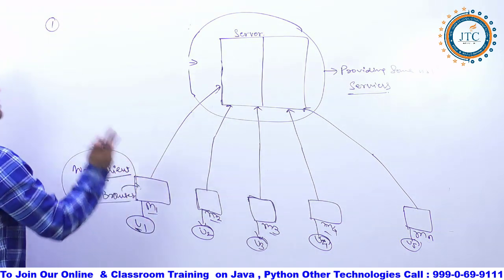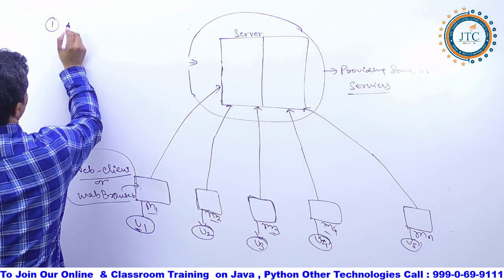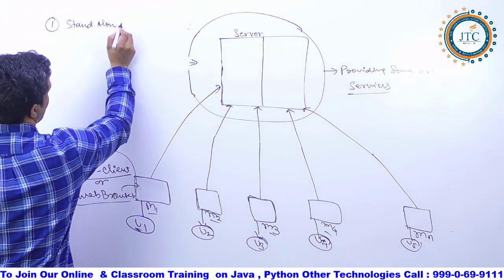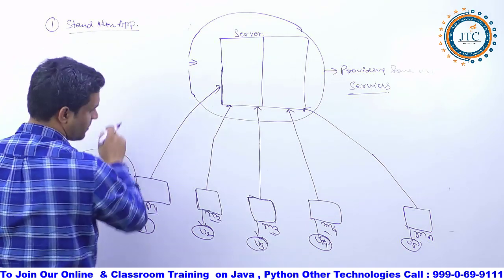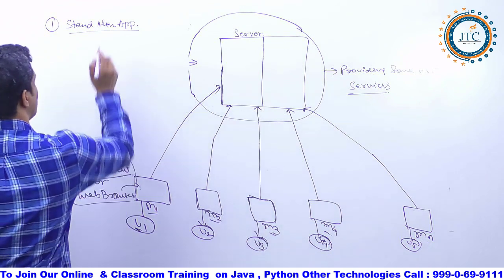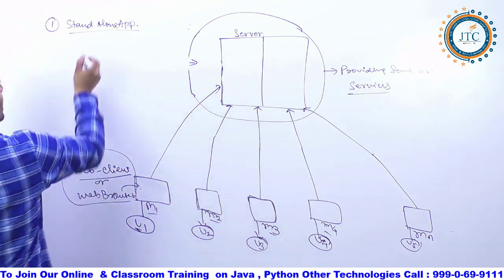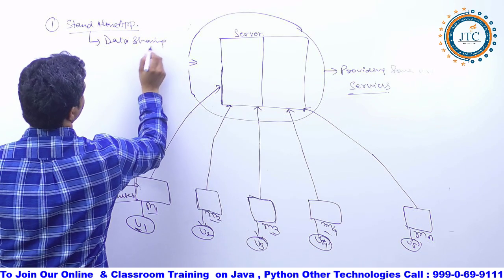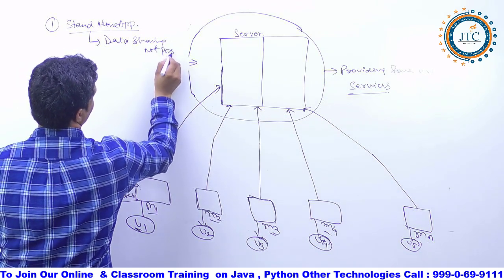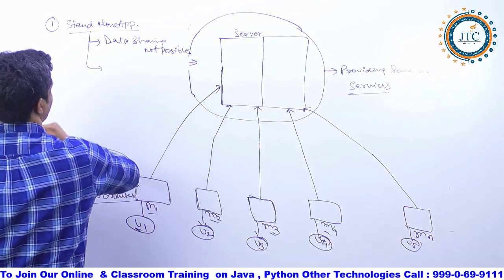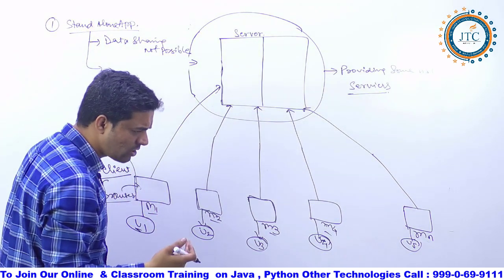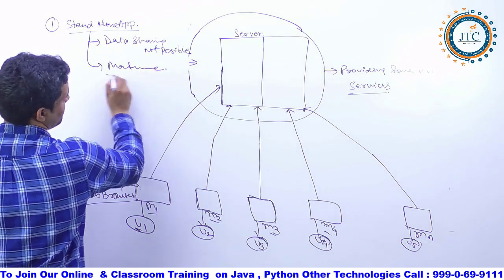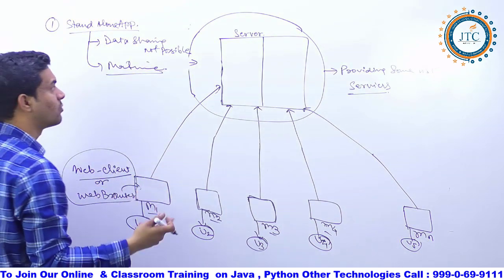Fine. Okay. The number one point is that it was a standalone application first. In standalone applications, what was the problem? Data sharing was not possible, and some kind of request and response model was somehow not available. And there was a maintenance problem. If some problem occurred, we needed to maintain it.